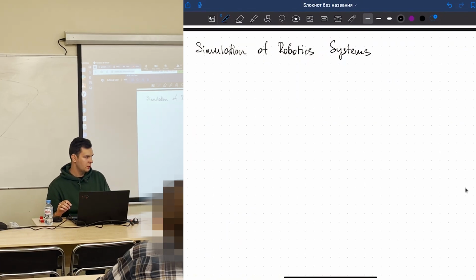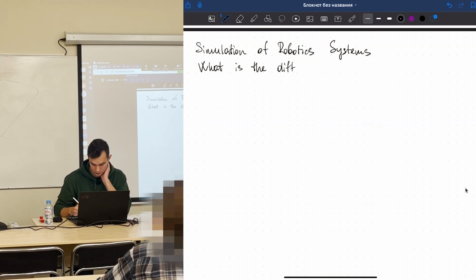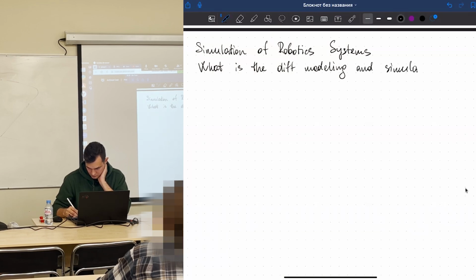What does it mean? What do you think? Mathematical modeling of the processes that go. Okay. What is the difference between modeling and simulation? Modeling is describing the system using some equations or differential equations. Mm-hmm. But simulation is trying to get a result or response from these equations using some types of input.